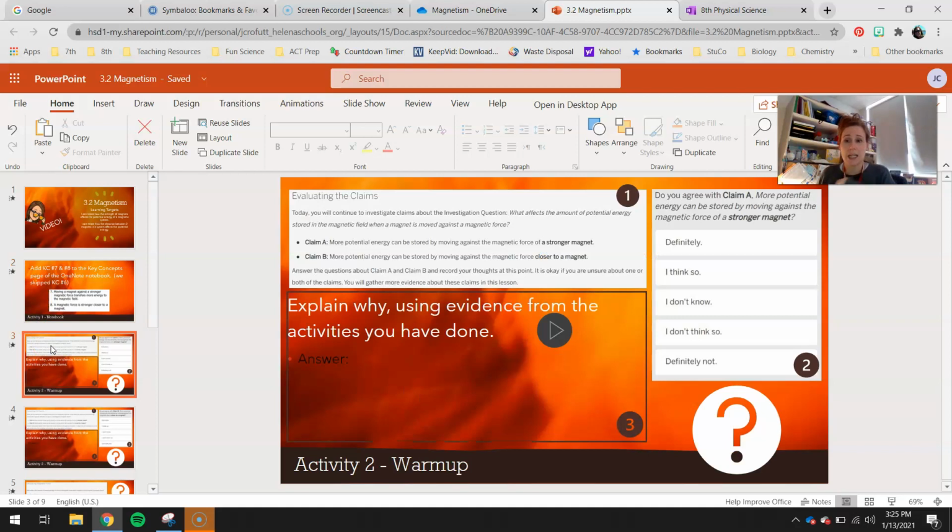First thing for you guys to do today is a little warm-up. You guys can read right here that we have claim A and claim B. We're not necessarily going to pick which claim is better, but we are going to look at whether we can support these claims or not. So claim A: more potential energy can be stored by moving against the magnetic force, so again, against the natural way the magnet wants to move, of a stronger magnet.